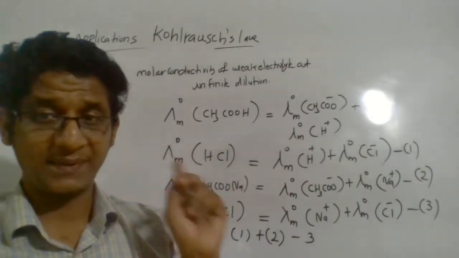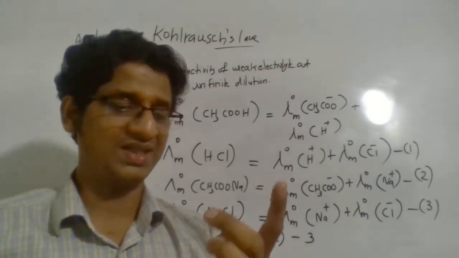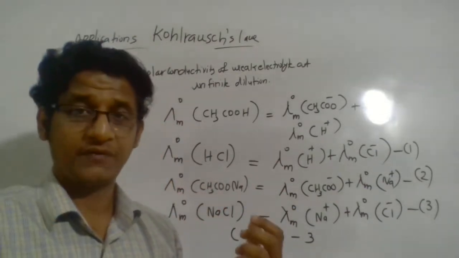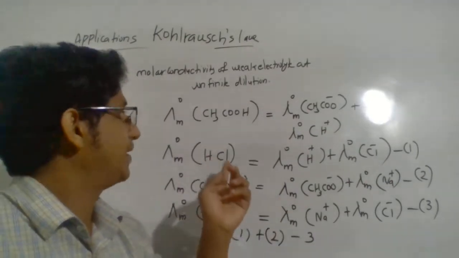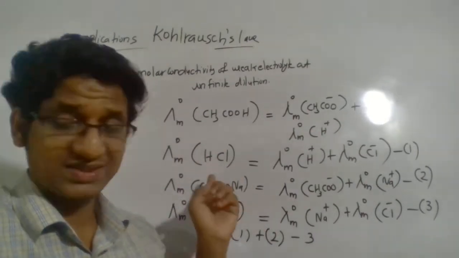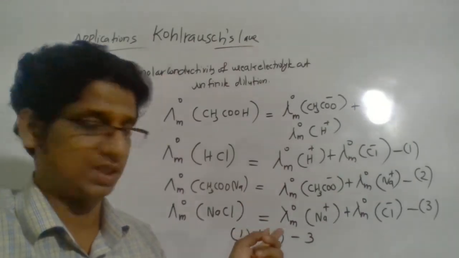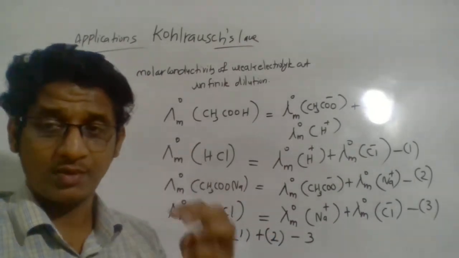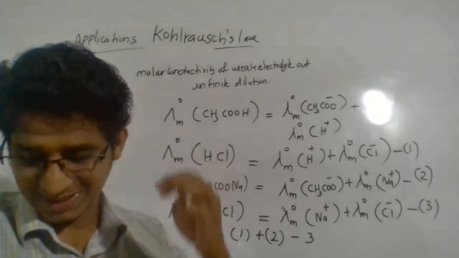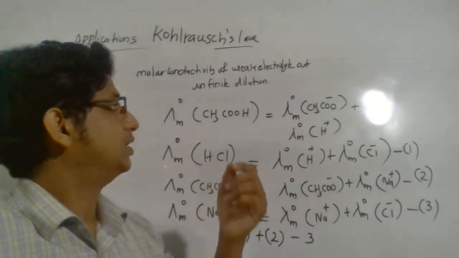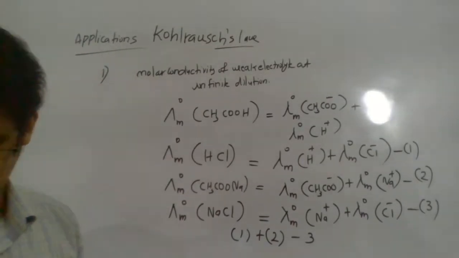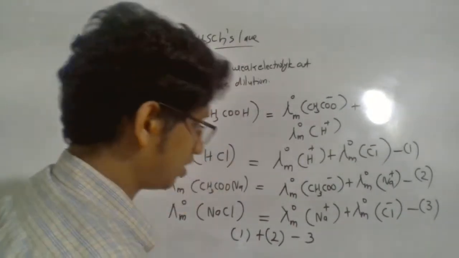But now if you apply Kohlrausch's law, you can see that if you have the values of molar conductivity of strong electrolytes like HCl, CH3COONa, sodium acetate, and NaCl, you can still find the molar conductivity of a weak electrolyte like acetic acid. So that's one important, the first application of Kohlrausch's law.